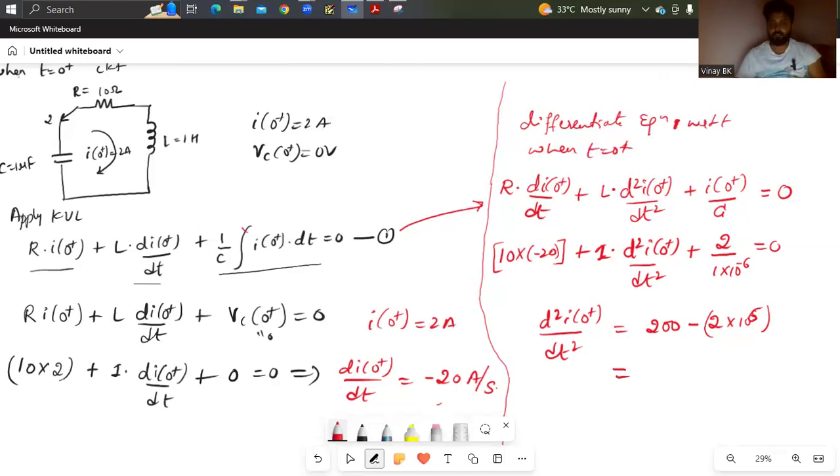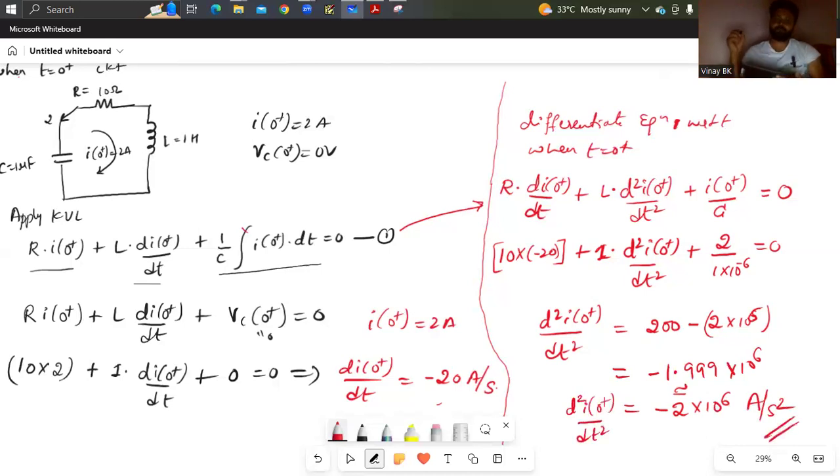You get minus 1.999 into 10 to the power 6, which is equivalent to minus 2 into 10 to the power 6 ampere per second square. This is the required value of d square I of 0 plus divided by dt square. I hope you are getting this. It is very easy, don't get confused.